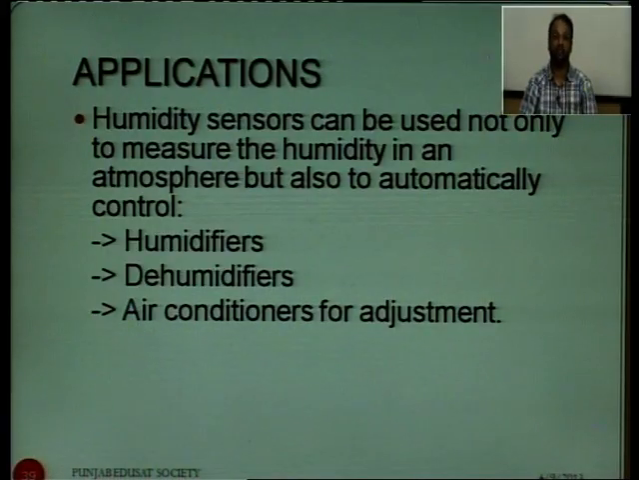Humidity sensors can be used not only to measure the humidity in atmosphere, but also to adjust some automatic control in humidifiers, dehumidifiers or in air conditioners for adjustment.